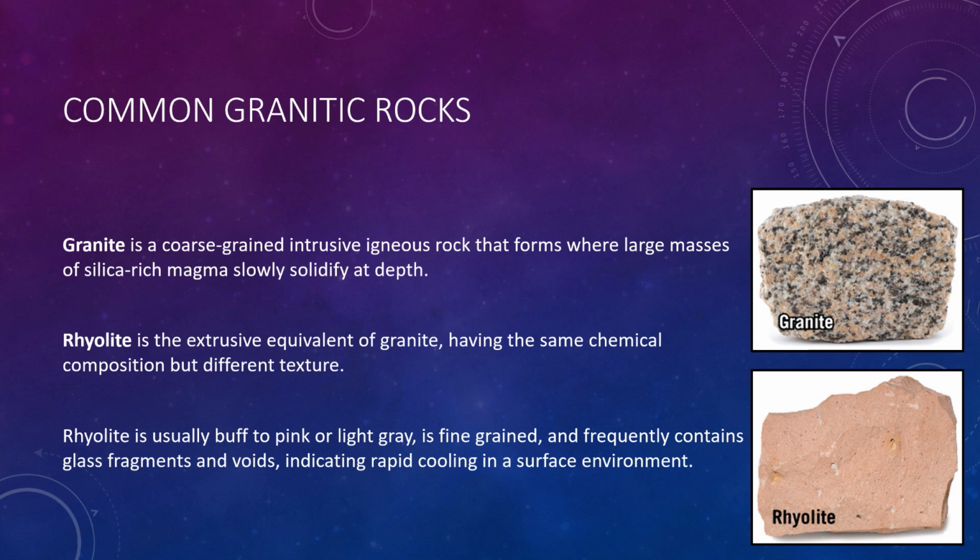Rhyolite is the extrusive equivalent of granite, and likewise is composed essentially of light-colored silicate minerals. This fact accounts for its color, which is usually a pink to light gray. Rhyolite is fine-grained and frequently contains glass fragments and voids, indicating its rapid cooling in a surface environment. In contrast to granite, which is widely distributed as large intrusive masses, rhyolite deposits are less common and generally less voluminous. Yellowstone Park is one well-known exception where extrusive rhyolite lava flows are found.